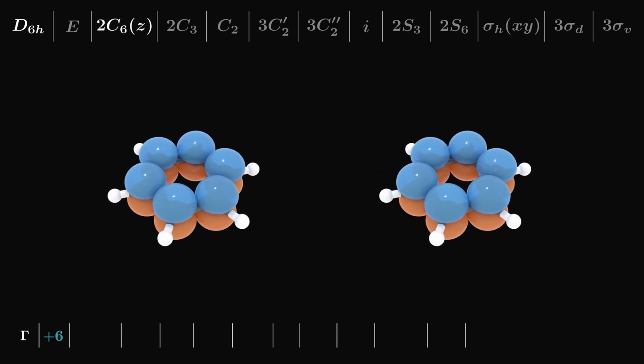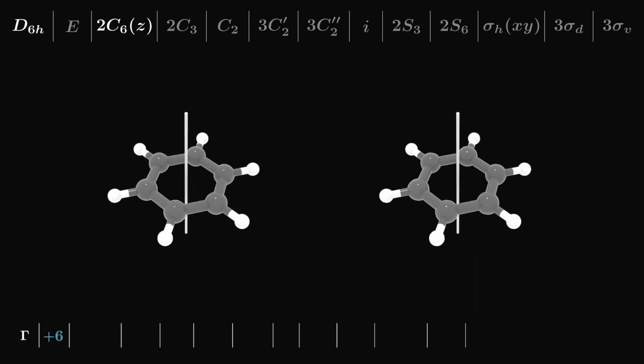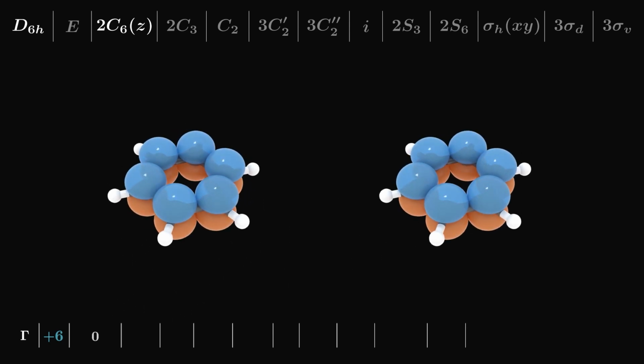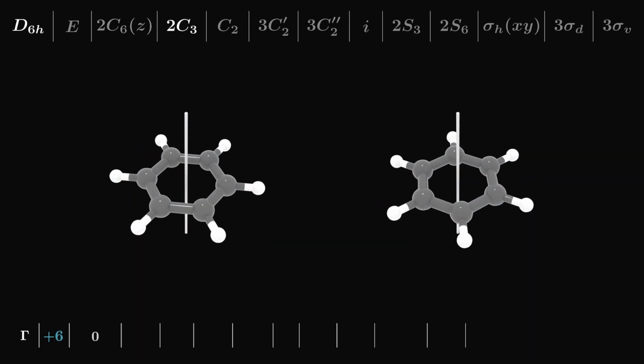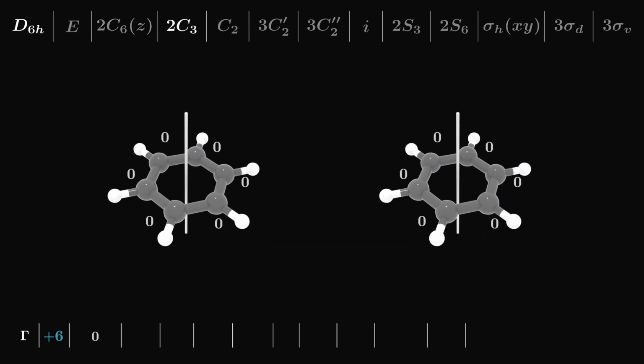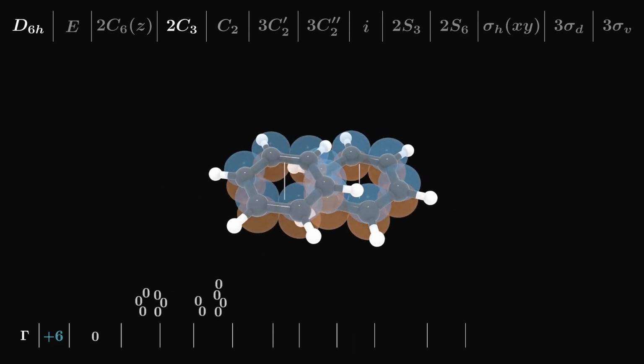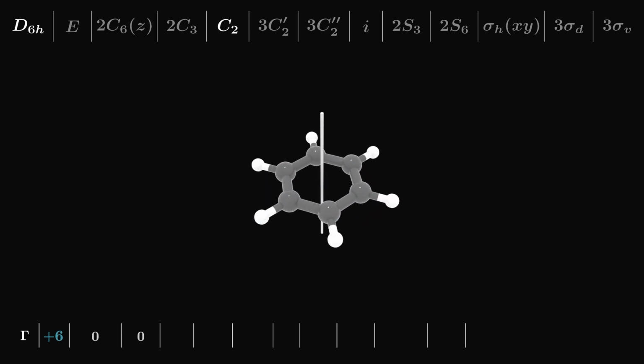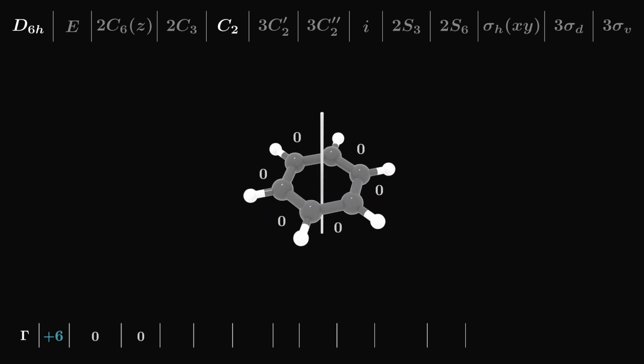Next, we have 2 C6 rotations along the z-axis, which is perpendicular to the molecular plane. In this case, all orbitals leave their starting position, giving each one an associated trace of 0, making up for a total of 0. Next, for the C3 rotation, all atoms leave their starting positions, which means we have a net trace of 0. Next, we have a C2 rotation along the z-axis. Just as the last 2 operations, this one also has a trace of 0.